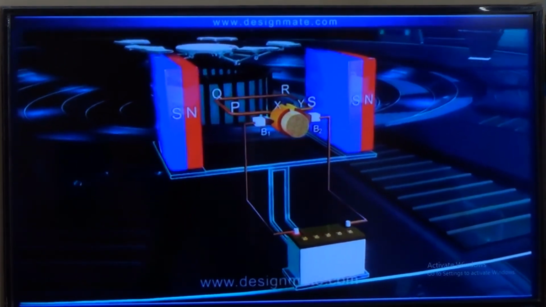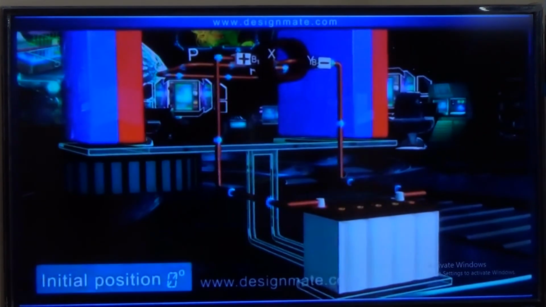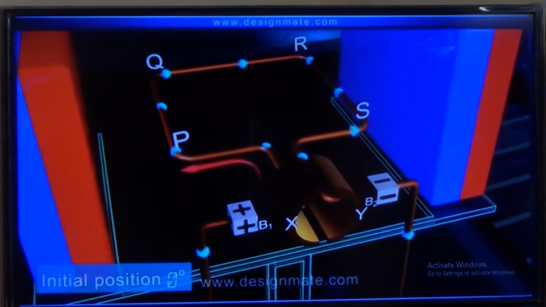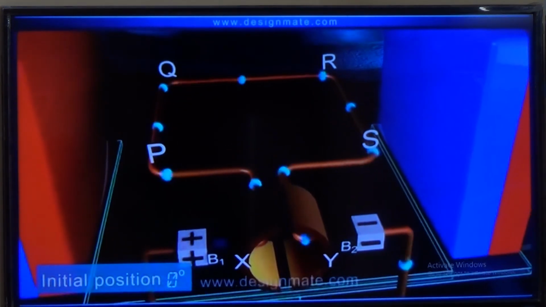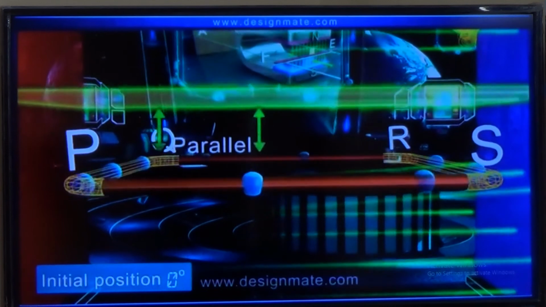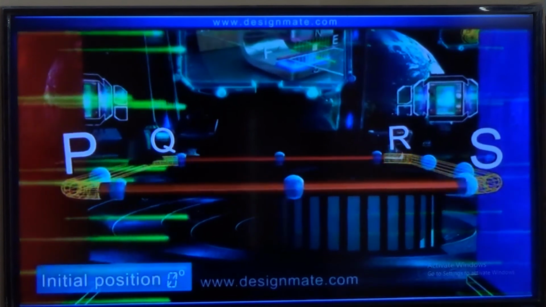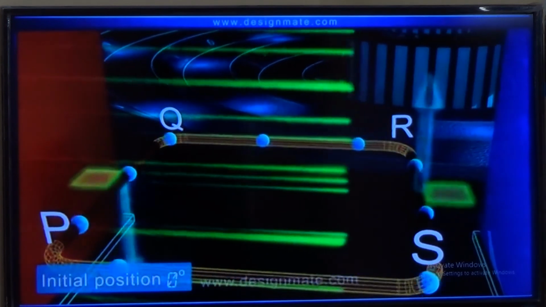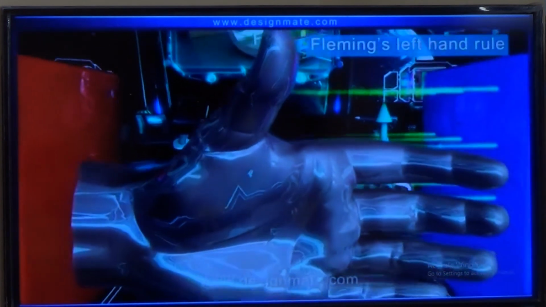Let us now understand how this assembly works. Let the current from the battery enter through brush B1, flow through loop P, Q, R, S, and leave through brush B2. Here, the arms QR and SP do not experience any force, as they are either parallel or anti-parallel to the magnetic field. But the arms PQ and RS, which are perpendicular to the magnetic field, experience a force each. The direction of this force can be determined using Fleming's left-hand rule.